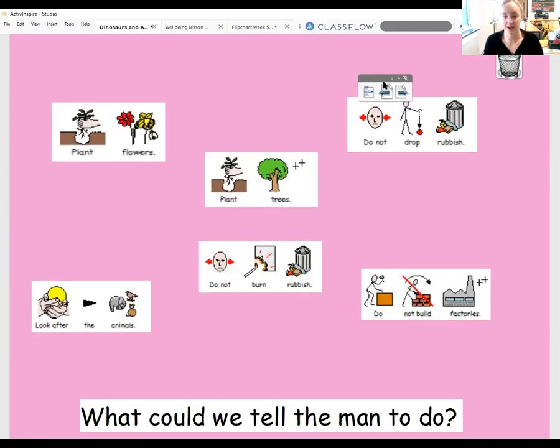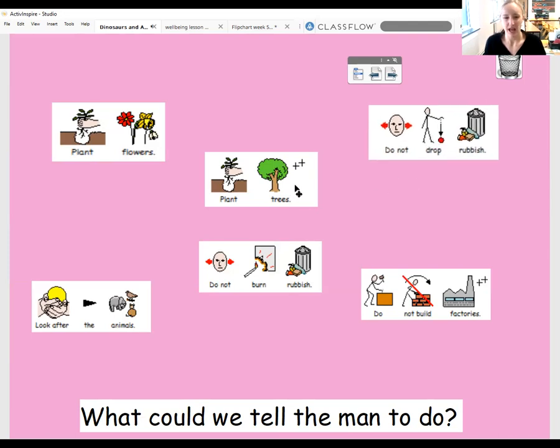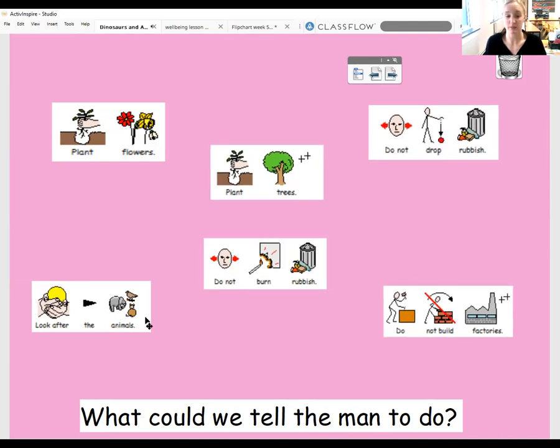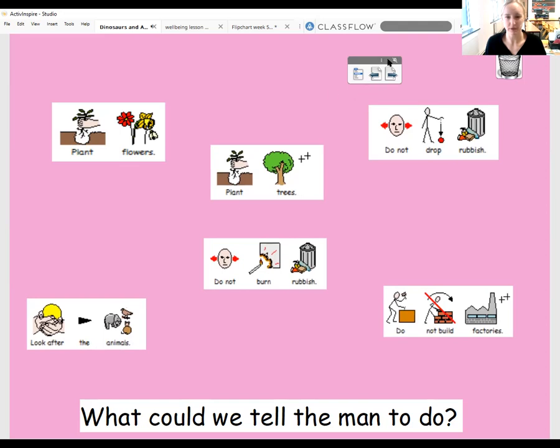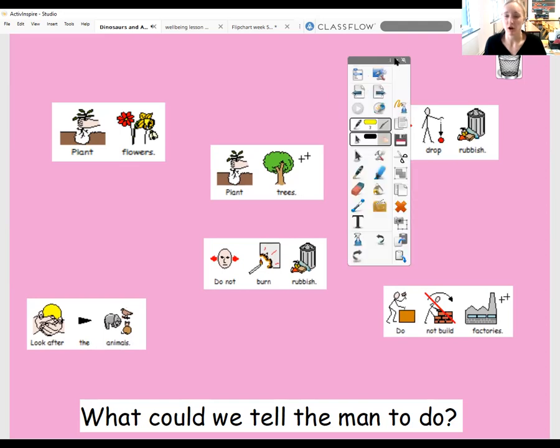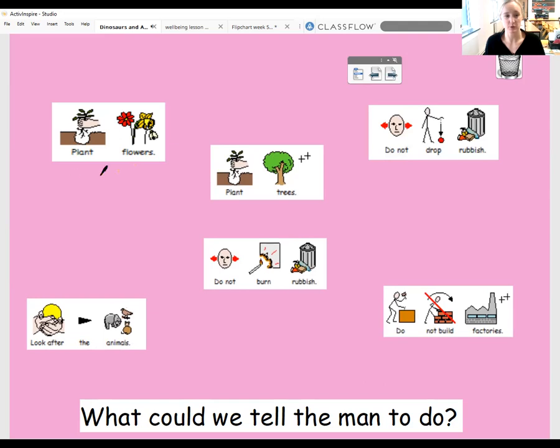So I've got an idea. I think we need to tell the man, and other people who potentially could be doing this as well, to our earth now, what he needs to do to make sure that he keeps the earth clean. And I've got some examples of things that we might want to tell him. Things that have come out of what we've been doing over the past few weeks.